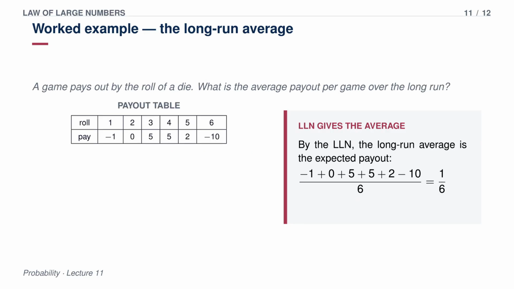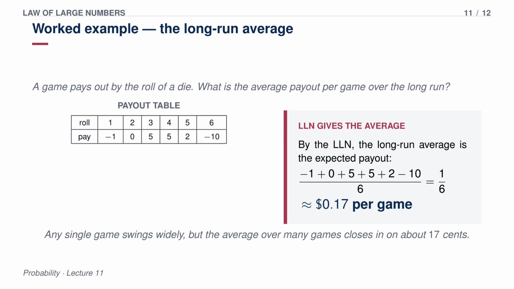Quick worked one. Here's a game tied to a die roll with a payout for each face. Some you win, some you lose. What's the average payout per game over the long haul? By the law of large numbers, that long-run average is just the expected payout. So add up the 6 payouts and divide by 6. -1, +0, +5, +5, +2, -10. All over 6. That's 1/6. 1/6 of a dollar, about 17 cents per game, in your favor.